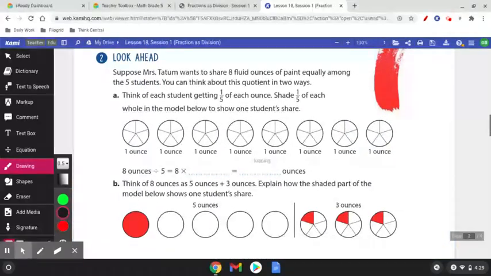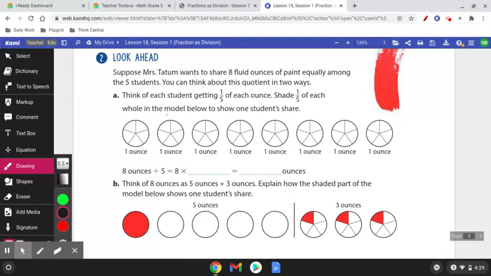Okay, looking at number 2 on the next page, this is just giving you a suppose or changing the question a little bit. And it says, suppose Mrs. Tatum wants to share 8 fluid ounces of paint equally among the 5 students. You can think about this quotient in 2 ways. You can think about each student getting 1/5 of each ounce. So if you shade 1/5 of each whole in the model below to show the student share.